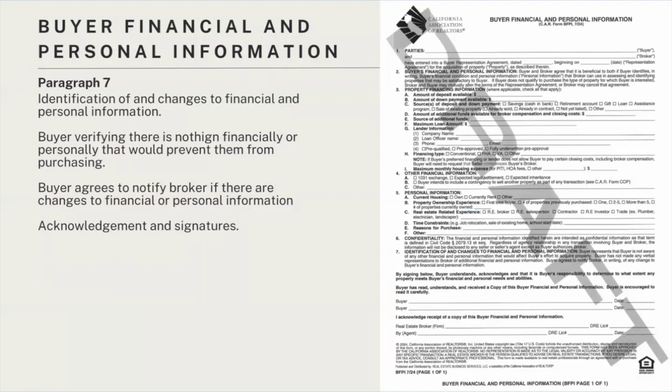So the buyer is verifying that there's nothing financially or personally that would prevent them from purchasing. They're also agreeing to notify you and let you know if something changes, much like a lender, right? The lender wants to know if there's any change in status, if you lose your job. That stuff is going to get found out. So it's important that the buyer keep you abreast so that you can help them react and deal with the situation. Surprises typically aren't something that you want to see in a real estate transaction. And this is putting the buyer on notice that they need to notify you if something changes. And then lastly, for the document, acknowledgement and signatures.